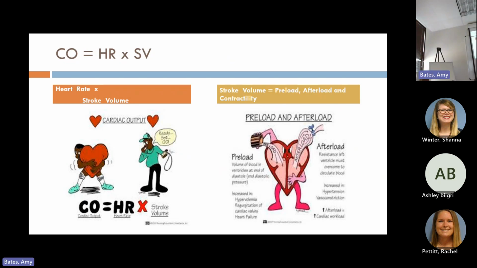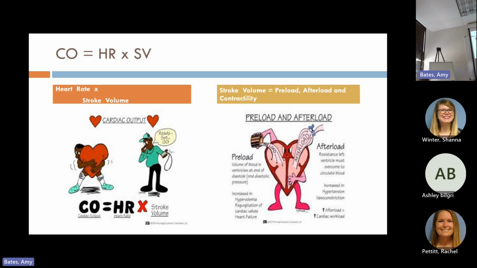In the formula for cardiac output, cardiac output is heart rate times stroke volume. So heart rate, we know, tachycardic, bradycardic, here's our heart rate. Our stroke volume, there are many components of a stroke volume. So you have preload, afterload, and contractility, and that's what makes up your stroke volume. So you can manipulate this formula by what you're doing.